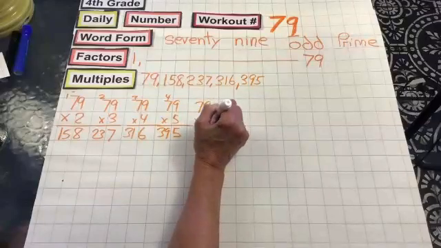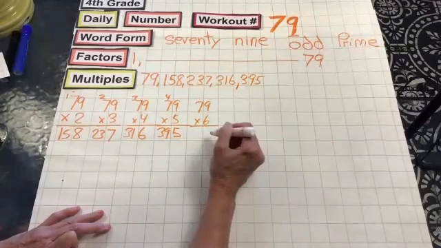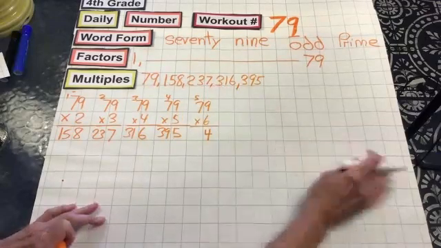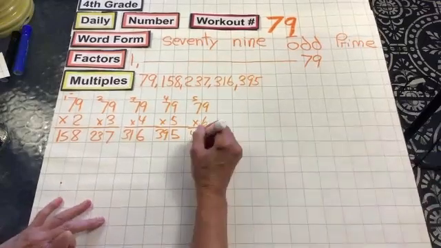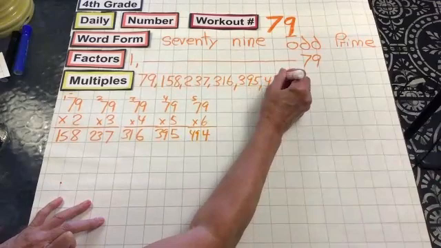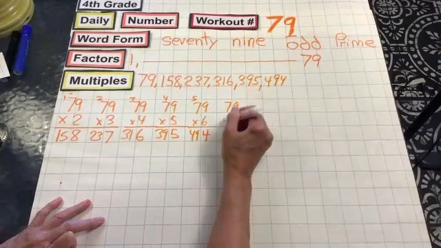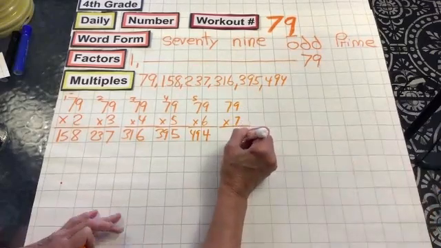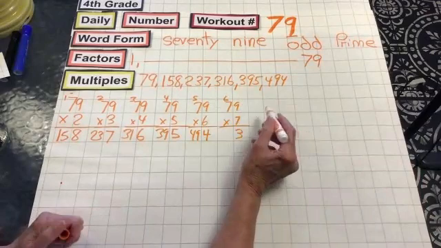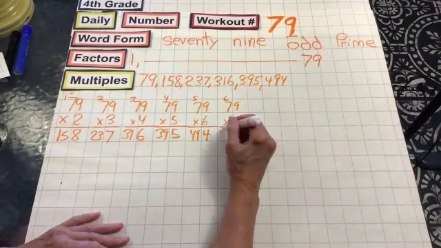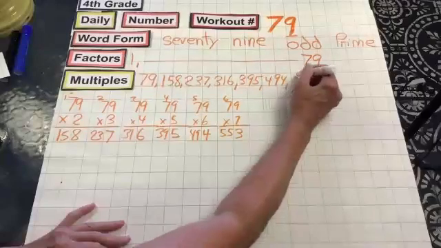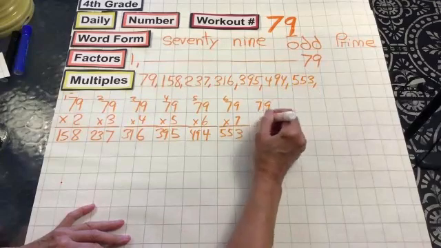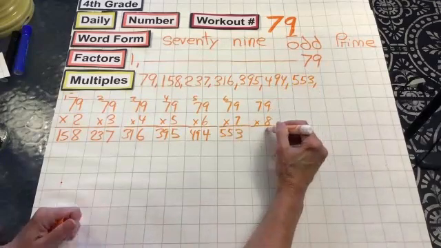79 times 6. 6 times 9 is 54, drop the 4, carry the 5. 6 times 7 is 42, plus 5 is 49, 494. 79 times 7. 7 times 9 is 63. Drop the 3, carry the 6. 7 times 7 is 49, plus 6 is 55, 553.